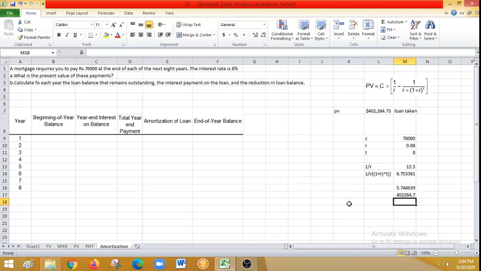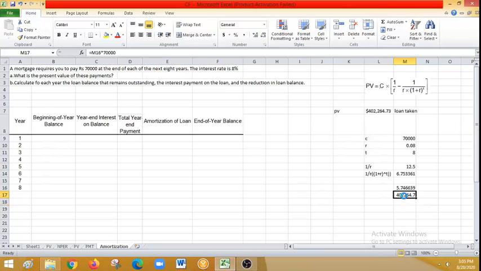Fine. Now I am going to solve. We have already done the first part. So the present value of these payments, that is the loan that is received, is 4,02,264. This is the loan taken, the mortgage loan that is taken. So now we are going to design an amortization table, right? So what is the beginning of year balance? This is the beginning of year balance.